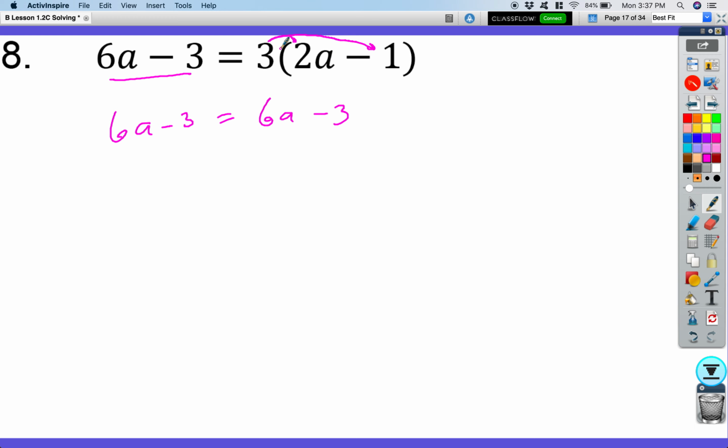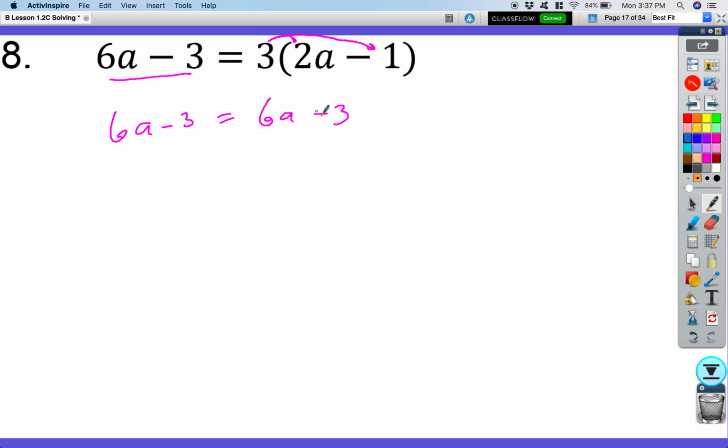Right off the bat, I can notice that the two equations on the left and the right side are exactly the same. So no matter what number I plug in for a, it would be a true statement on both of those. When that is the case, I know it's going to be infinitely many solutions. So I already know all real numbers. No matter what number I plug in there, I would get a correct answer.